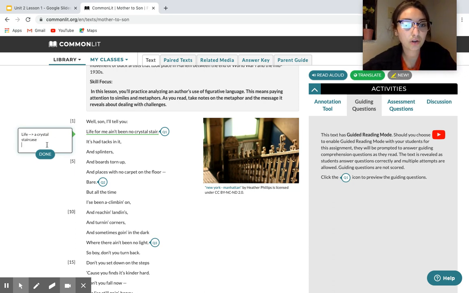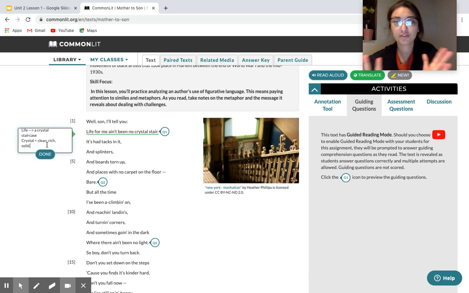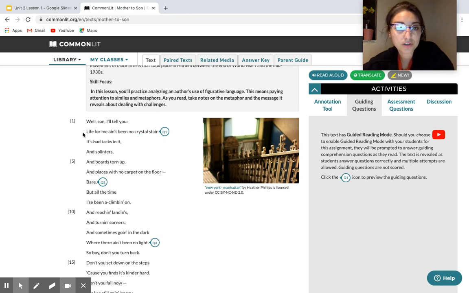So when I think about a crystal staircase, to me it signifies something clean and rich, like a rich person would have a big, solid crystal staircase. It's just a perfect way to walk, right? Crystal staircase, okay? So he says, life for me ain't been no crystal staircase.